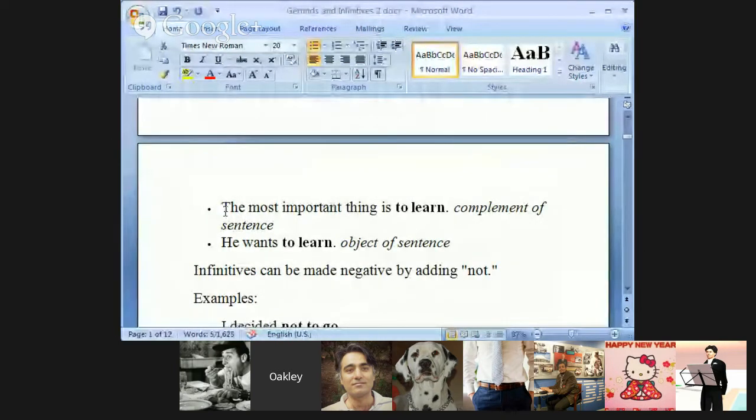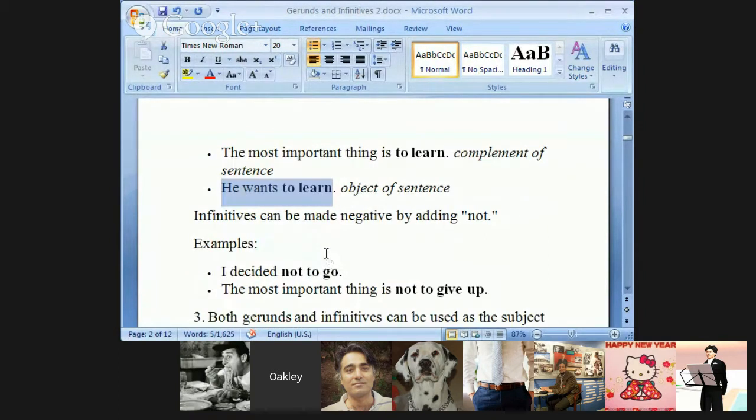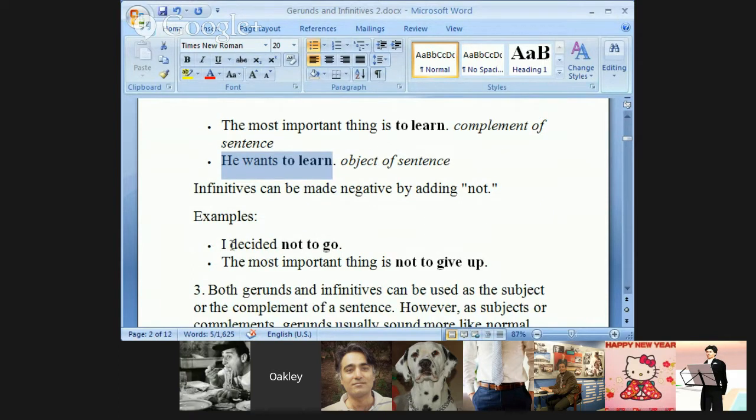Okay, the most important thing is to learn, complement of the sentence. He wants to learn, as the object of the sentence. Okay. Infinitives can be made negative by adding not, the same way, of course, that a gerund can. I decided not to go. Notice placement of the not in front of the infinitive, to go. The most important thing is not to give up. Yes, give up. You see a phrasal verb here.